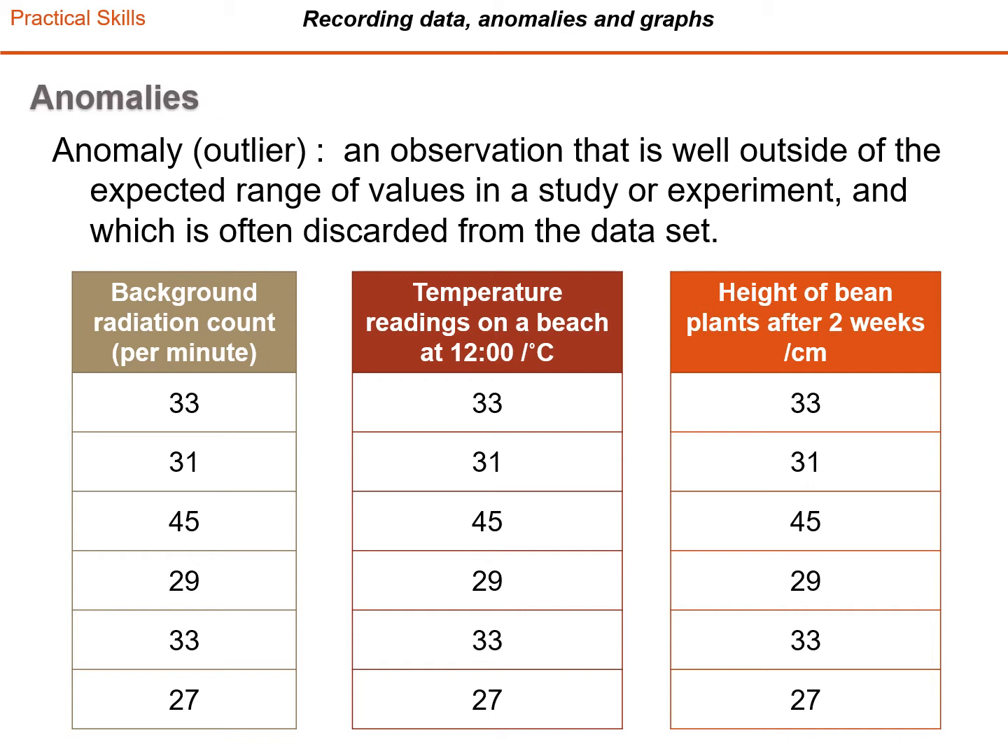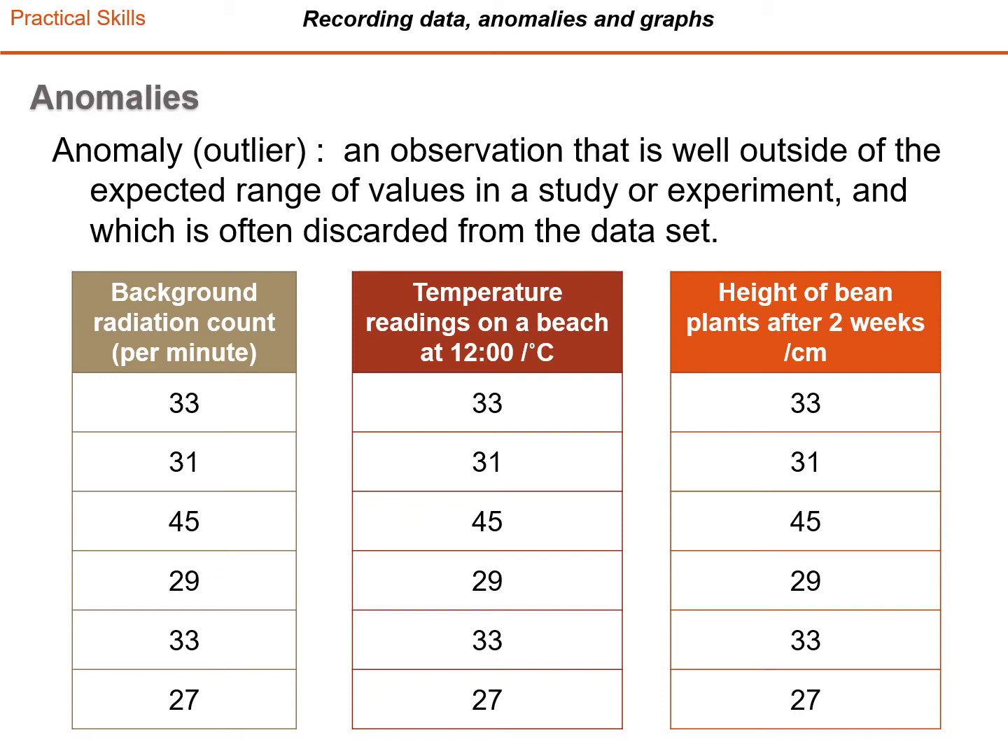Sometimes we expect there to be a fairly tight range of values, and at other times we might expect there to be any value at all. If the measurement we're taking is based on an essentially random process, then we should not expect an anomaly, or indeed we should be able to expect any value. So therefore, in that first set of data for background radiation count, the 45 is not an anomaly. We shouldn't discard that value from the data set, as radiation is a random process.